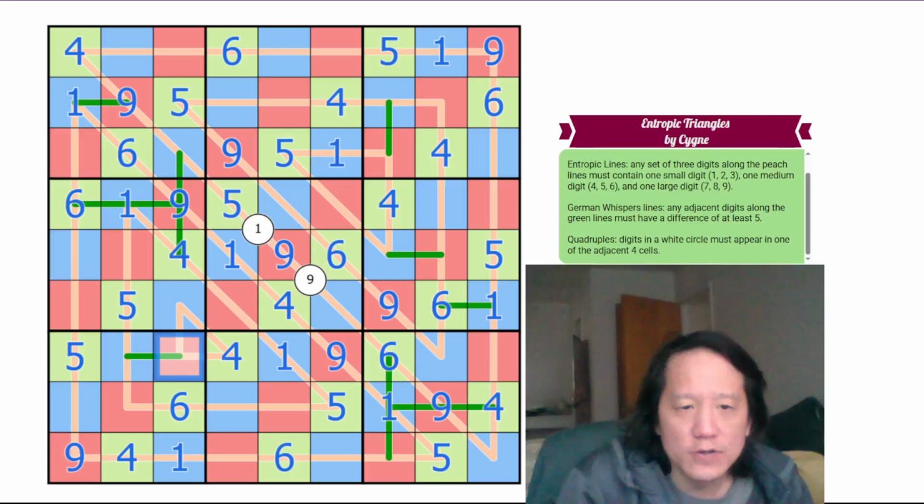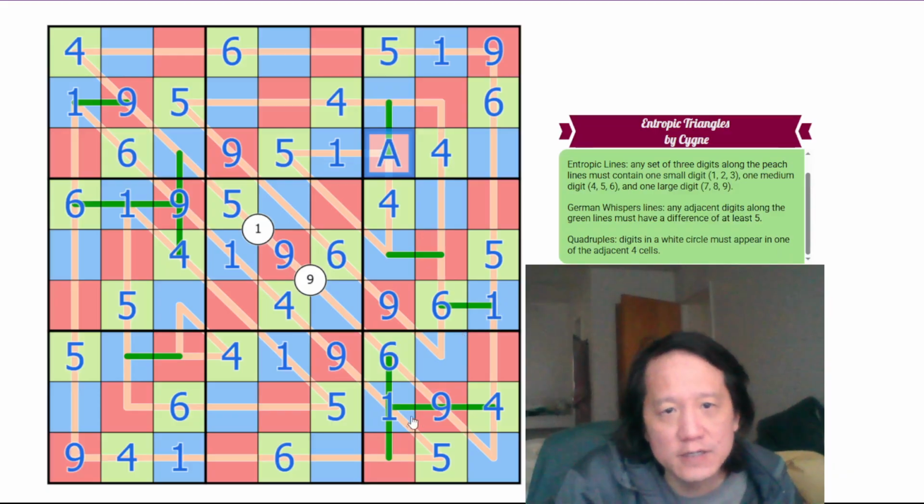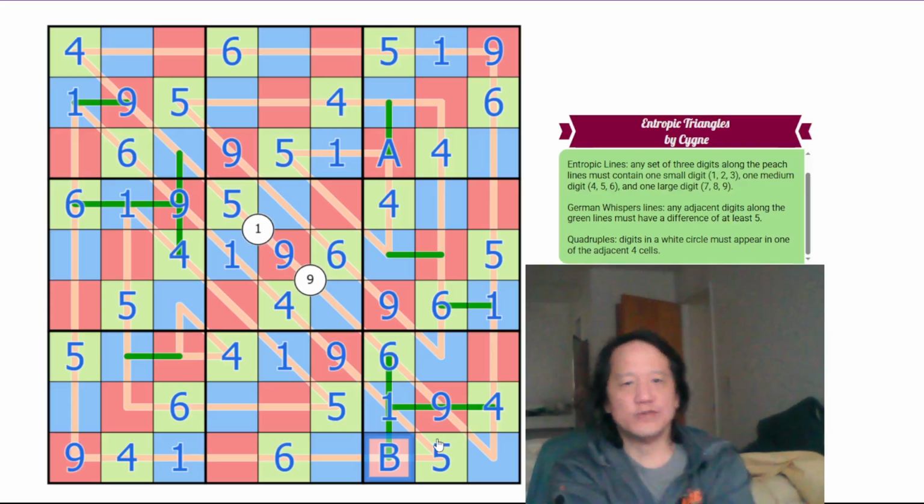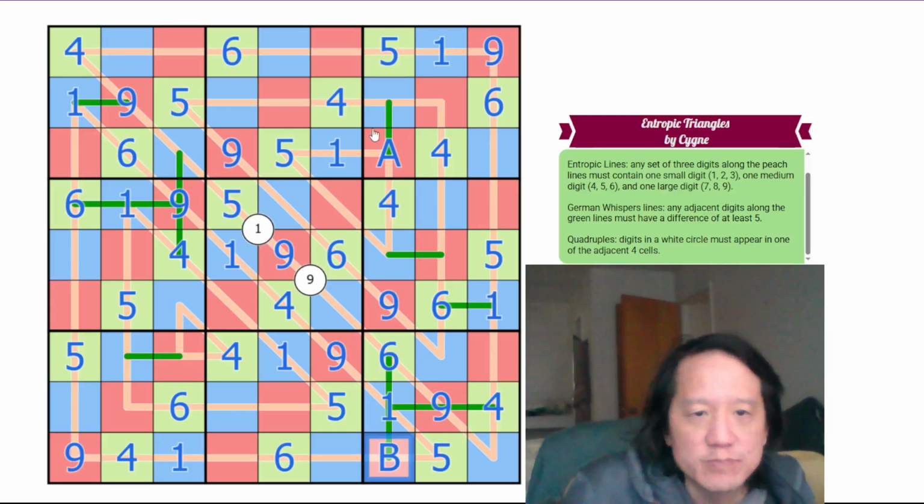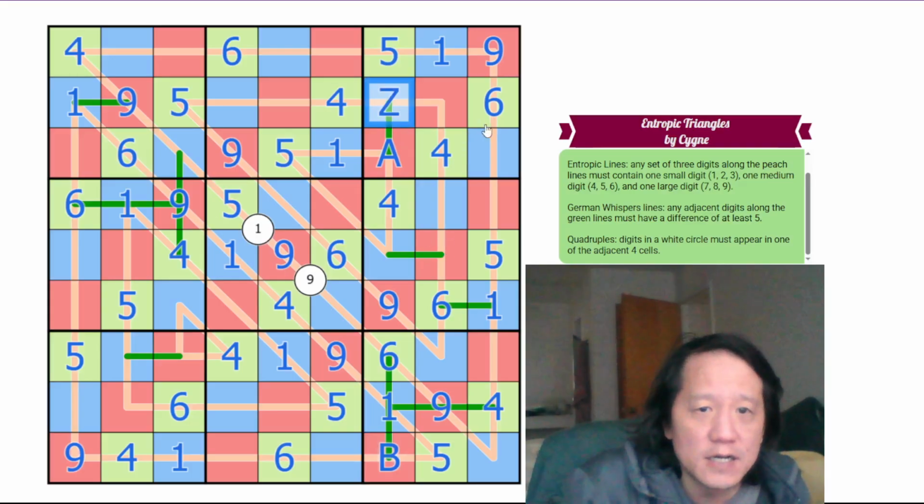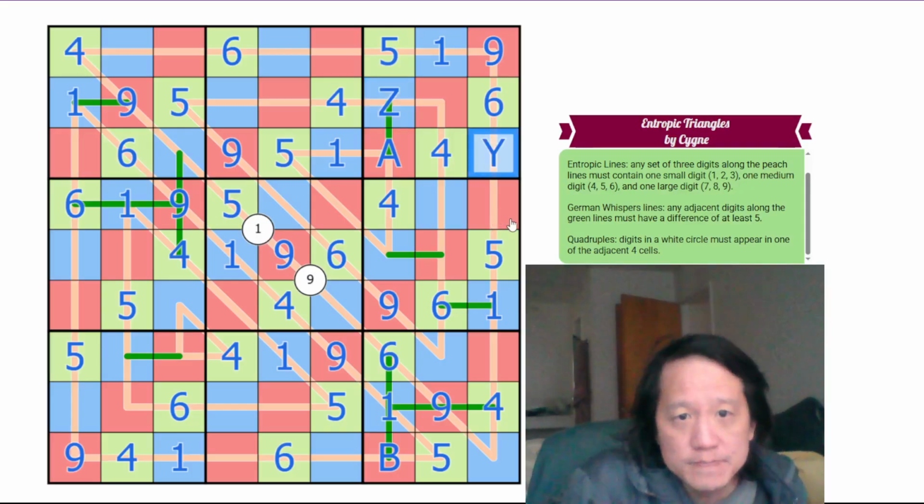Okay, so now we're gonna mark these as A and B also, I guess. Let's mark this as A and this as B. So we know, well, if A and B, this must be next to Z, and Y. So this is Y, so therefore this must be Z.